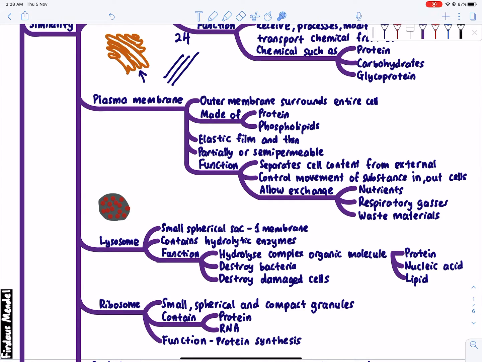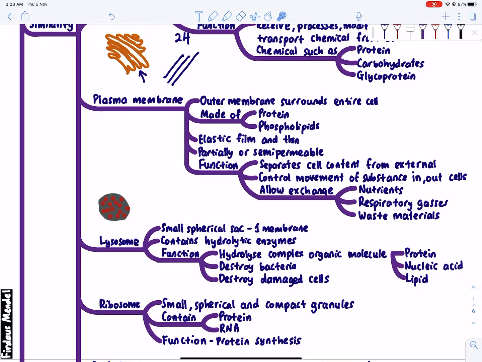They require help from protein, carrier protein or pore protein. Another one, they require energy to move substances in and out of the cell. Hopefully you understand. That is the meaning of a partially or semi-permeable membrane. The function of the plasma membrane is to separate the cell content from the external environment. The external environment may have lots of things that are harmful to the cell.